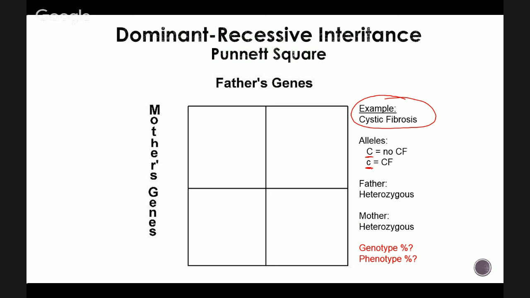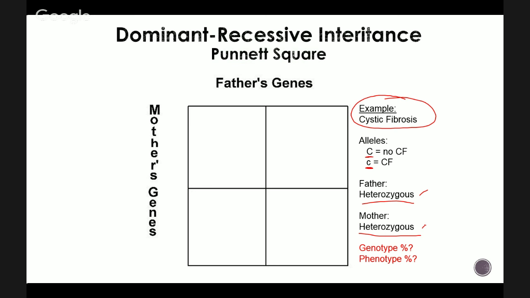You might want to make your C's the big C really big, and then the lowercase c really small, so that way you can tell the difference. Okay, the father and mother are both heterozygous. So how are we going to put the alleles on this Punnett square if both parents are heterozygous? What does heterozygous mean?